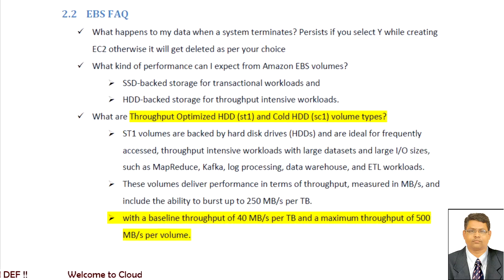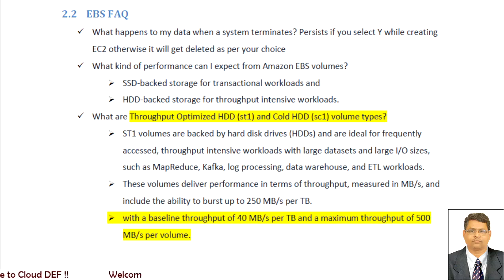SSD-backed storage for transactional workloads and HDD-backed storage for throughput-intensive workloads. What are throughput-optimized HDD (ST1) and cold HDD (SC1) volume types? ST1 volumes are backed by hard disk drives (HDDs) and are ideal for frequently accessed, throughput-intensive workloads with large datasets and large I/O sizes, such as MapReduce, Kafka, log processing, data warehouse, and ETL workloads.